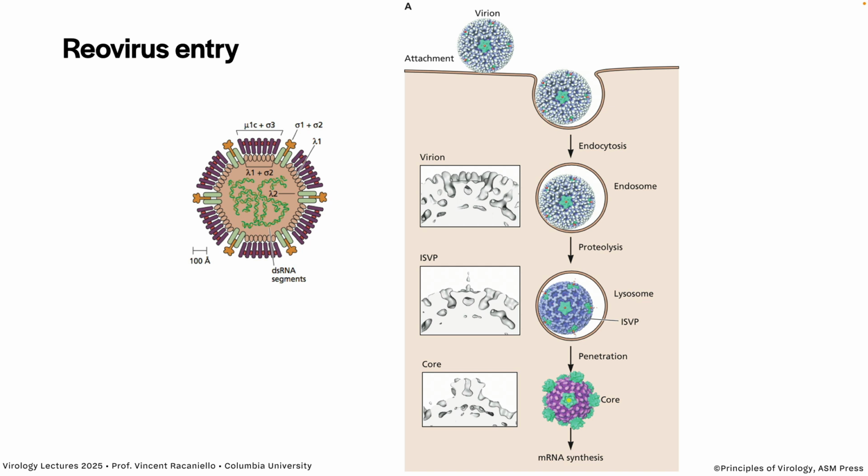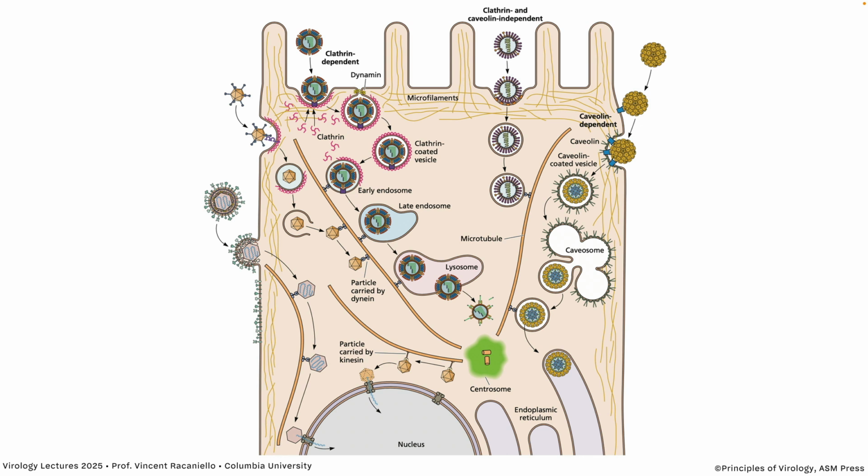Plus, the enzymes in the lysosome remove these plugs, these orange plugs which plug up these turrets, and that's where the RNA is going to come out. So the outer shell is to protect the hydrophobicity of the particle, and when that's removed, it can get out of the lysosome. So these are all the ways that I've told you that viruses can get into cells.